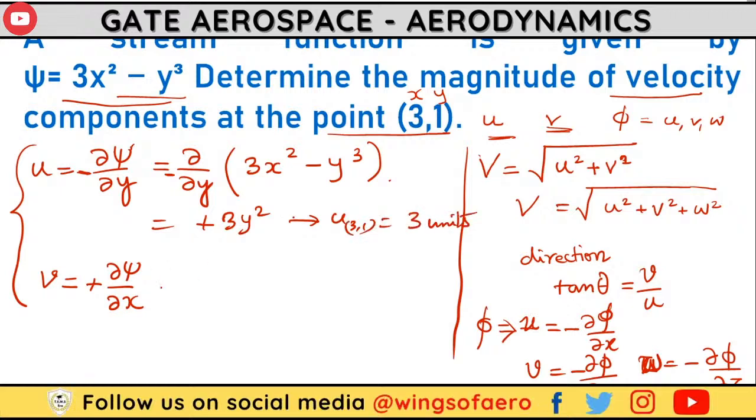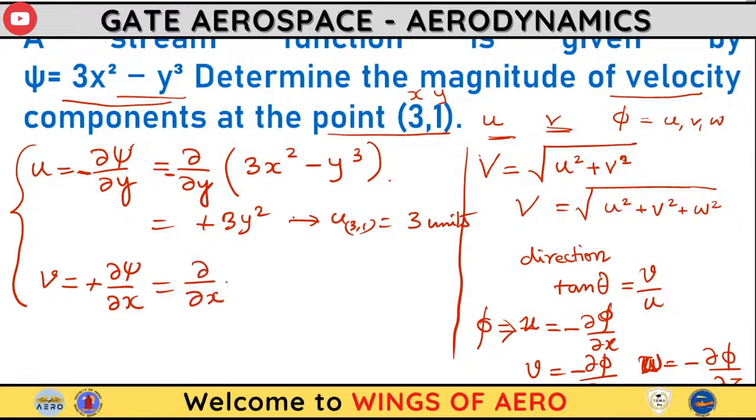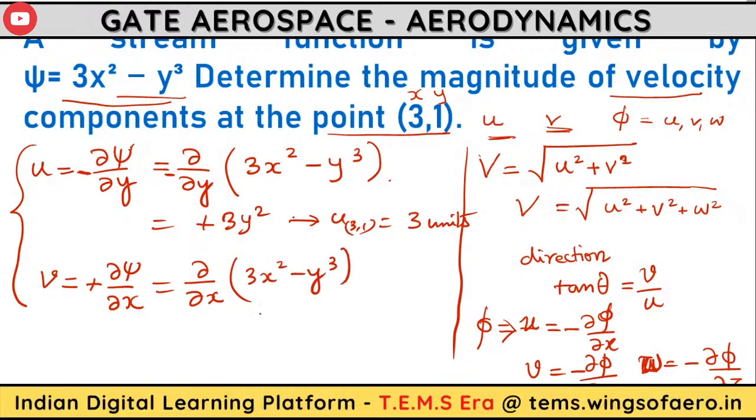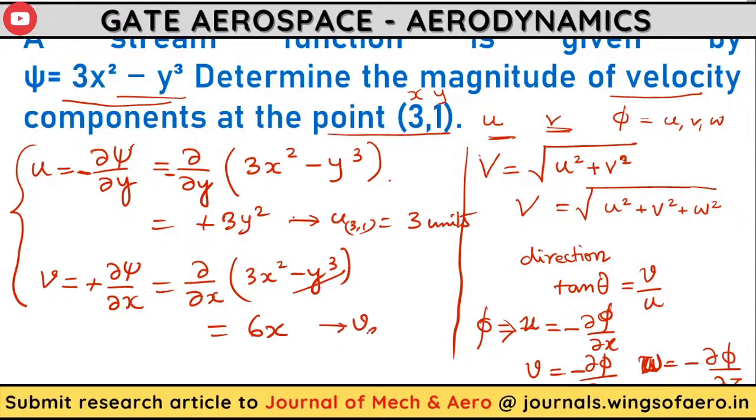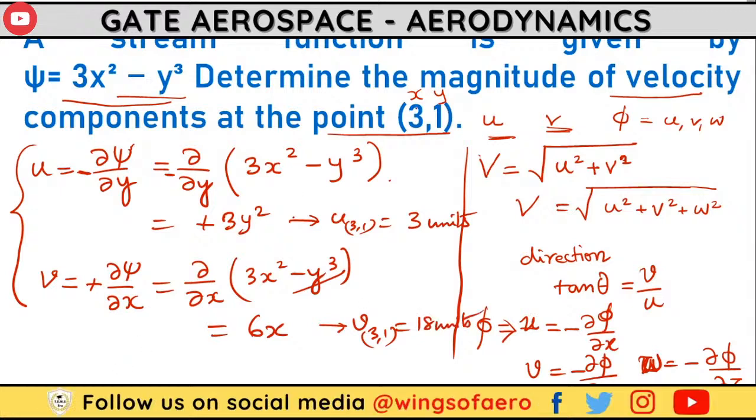Okay, units. Now here, when you solve dou by dou x, 3x square minus y cube becomes, this will get cancelled off. 6x. So it's 18. You'll have 6x. And when you solve at 3 comma 1, you get 18 units. Okay, 18 units. Now what is it they have asked?